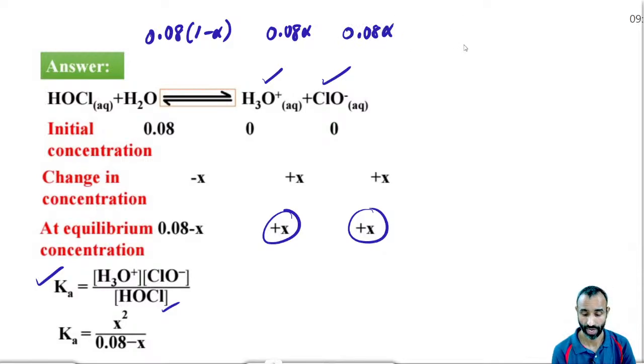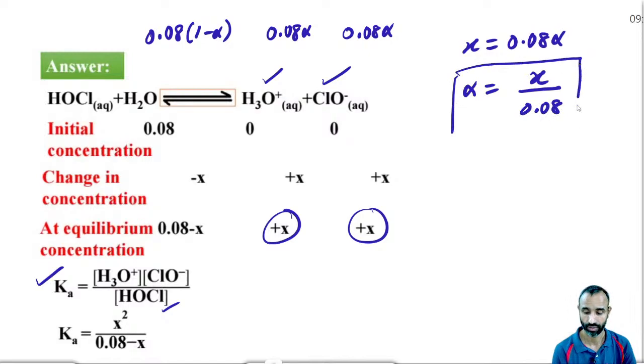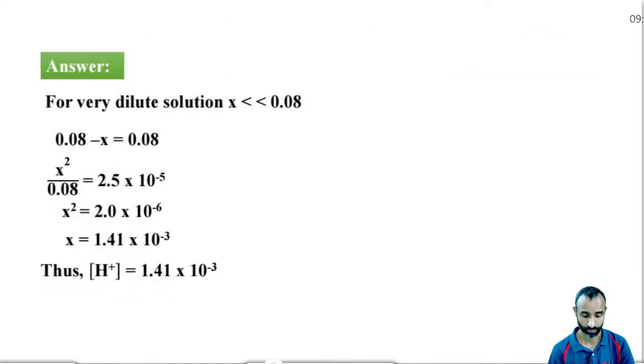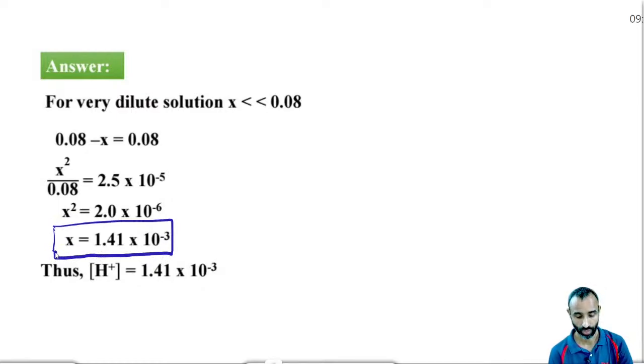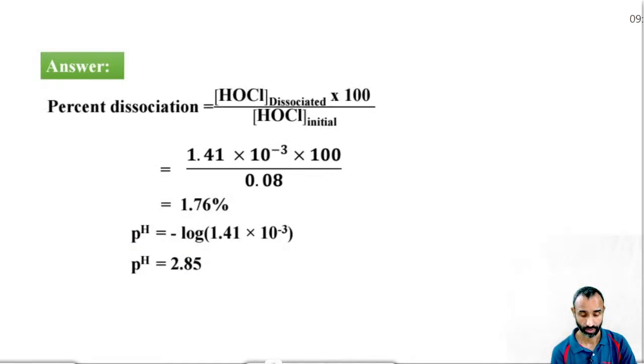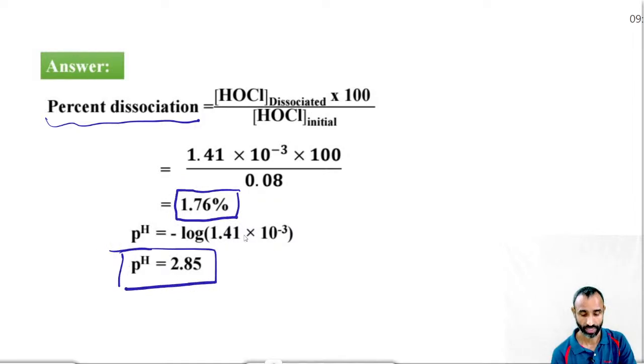So x is equal to 0.08 alpha, and alpha is equal to x divided by 0.08. In this way, first we calculate x. That is 1.41 into 10 raised to power minus 3, and that is the H plus ion concentration. So percentage dissociation is just this divided by 0.08, and we get percentage dissociation, and pH is minus log of H plus.